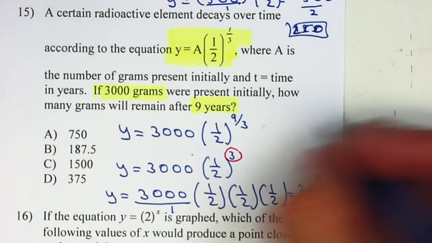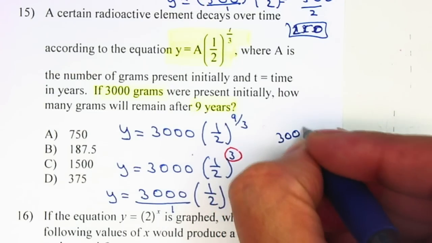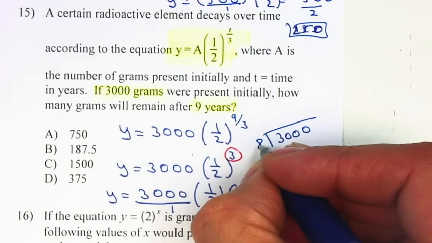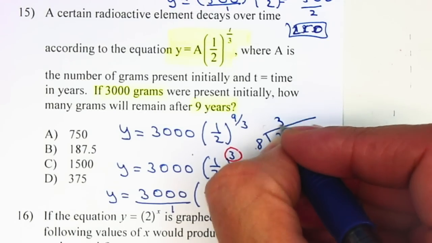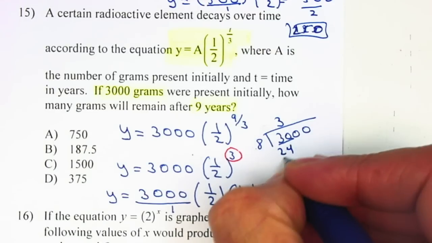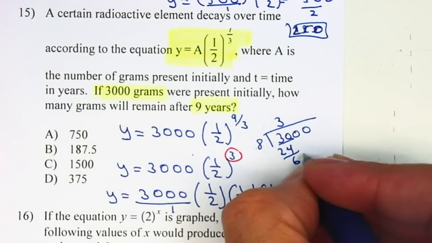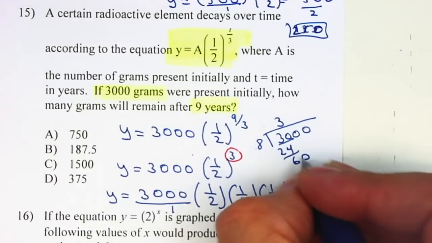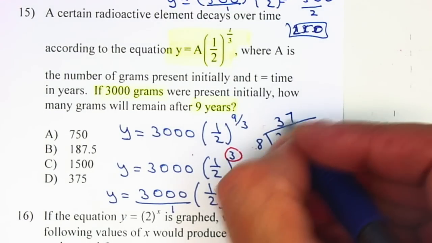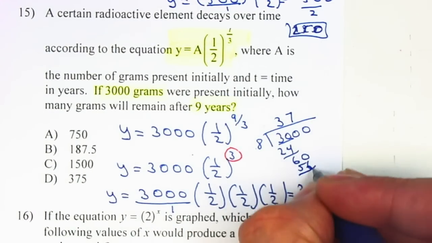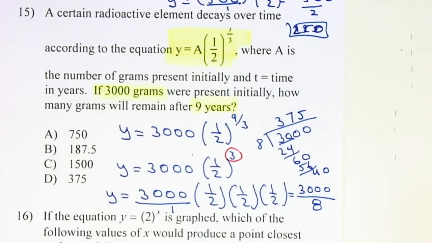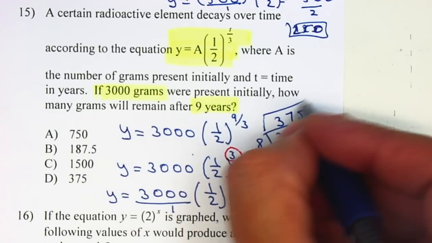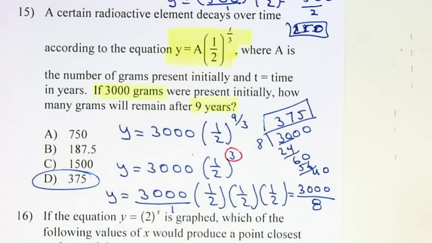And let's just go and do the long division here. 3,000 divided by 8. 8 goes into 30 3 times. 3 times 8 is 24. 6. Bring down the next 0. 8 goes into 60 7 times. 7 times 8 is 56. 8 goes into 40 5 times. So there will be 375.